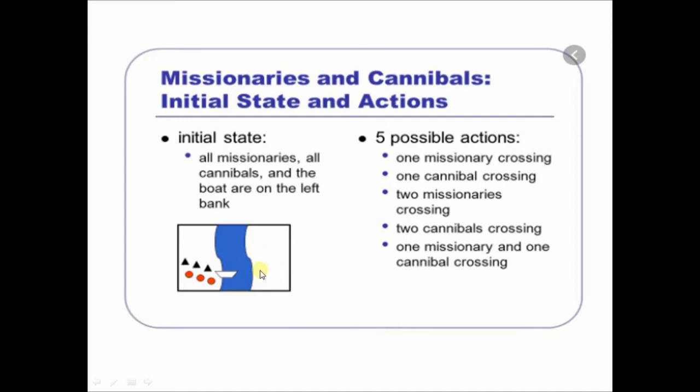Okay, so that's a final state which I have not shown. Now what are the actions that you can take so that from the initial state you move to the final state? First, one missionary crossing, one cannibal crossing, two missionaries crossing, two cannibals crossing, one missionary and one cannibal crossing. These are the possible crossings that are available.